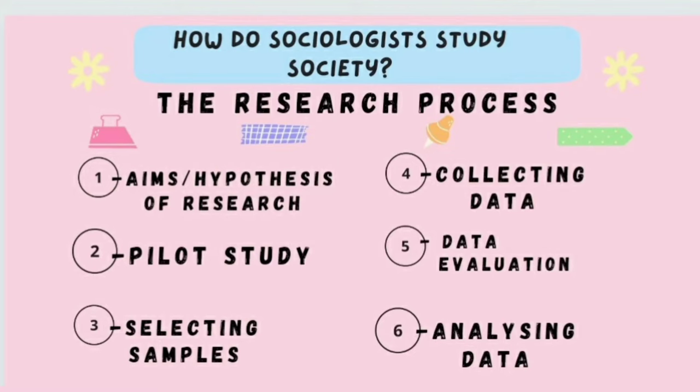Moving on, the basic thing that you need to understand is, how do sociologists study society? So sociologists, we tend to call sociology a social science, and there are certain ways and certain methods we study society. Okay, so there is a research process that you need to understand. The first is your aim and your hypothesis. So the aim of your research is what you're trying to study, what you're trying to investigate. A hypothesis is a testable statement that you form before carrying out research.